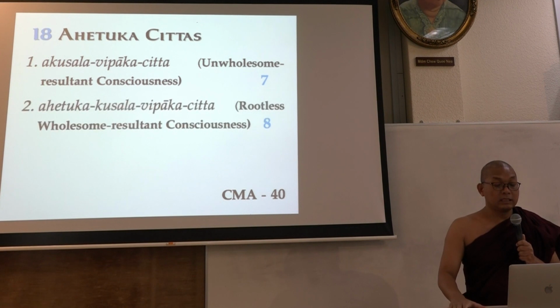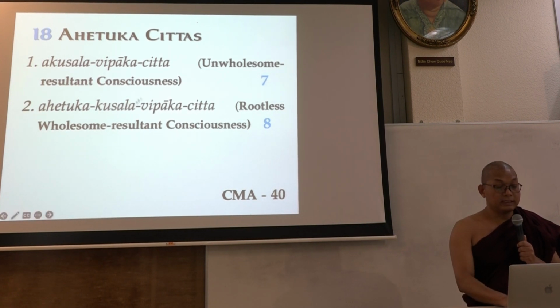Another one is the 8 ahetuka kusala vipaka chetas. Ahetuka, rootless. Kusala is wholesome. Vipaka is resultant. Cheta is consciousness. So after you have done wholesome actions, you will experience good things. So these good things are resultant, right? As a result of your good deed, you will have a good result.